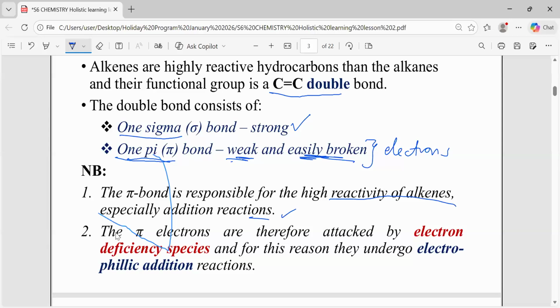There is another point: the pi electrons are attacked by electron deficient species, and for this reason, they undergo electrophilic addition reactions. So those are the two key points that we see under the chemical properties of alkenes. We have seen that they are very reactive, and what makes them more reactive is the presence of the double bond, which consists of two bonds, the sigma and the pi bond.